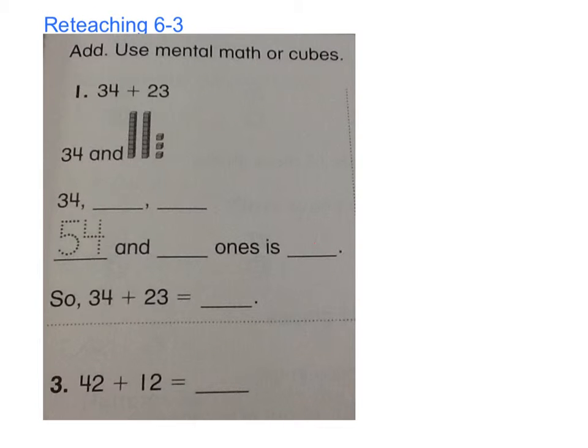This is for reteaching page 6-3, problems 1 and 3. For problem 1, we start with the first addend and then use the tens and ones model for the second addend to solve the problem. So, start with 34 and then add 2 more tens: 44, 54. From 54, then we add 3 ones: 55, 56, 57. And we find that 34 plus 23 equals 57.